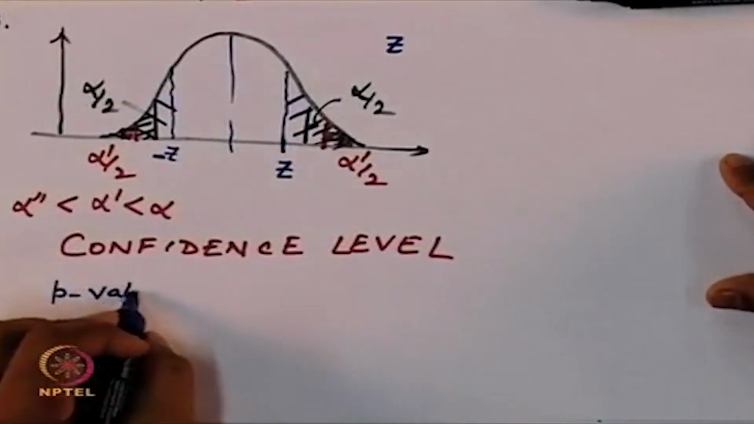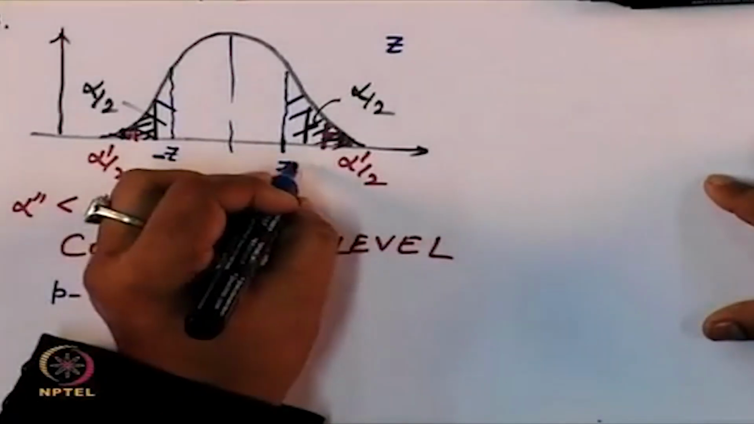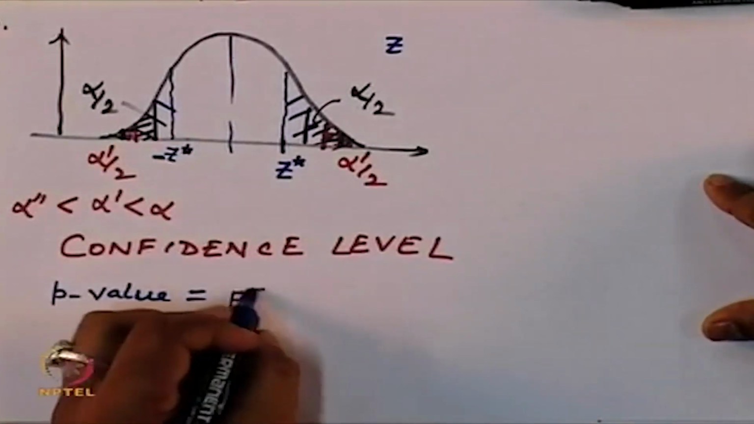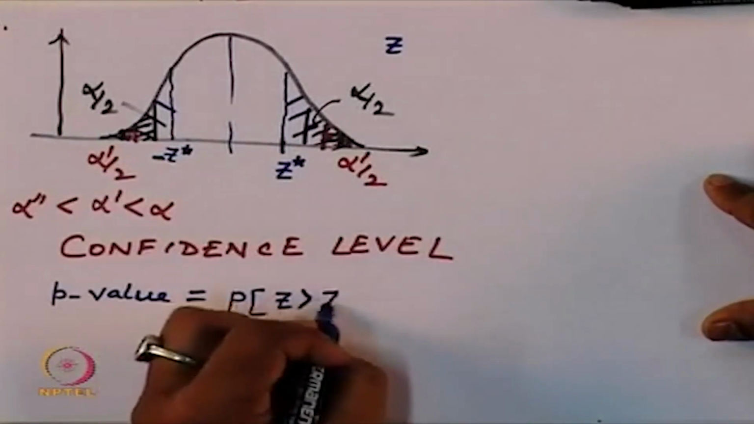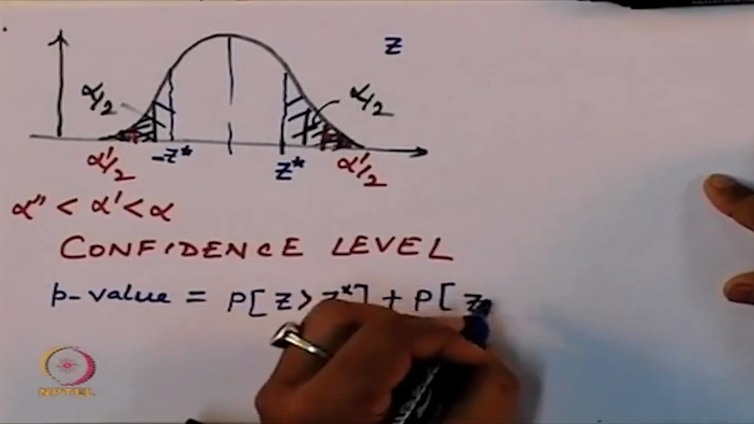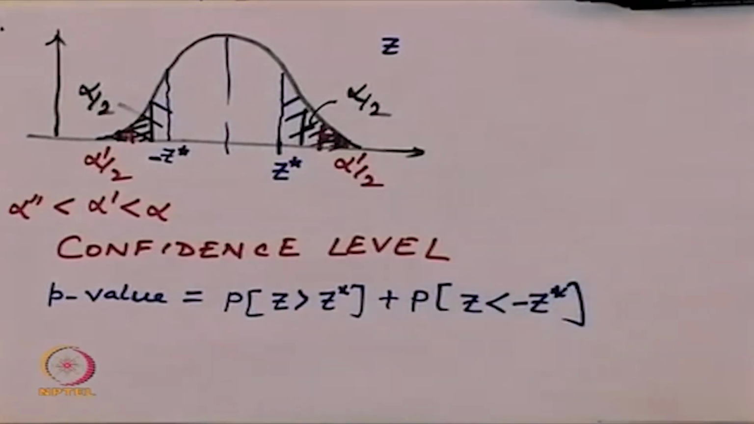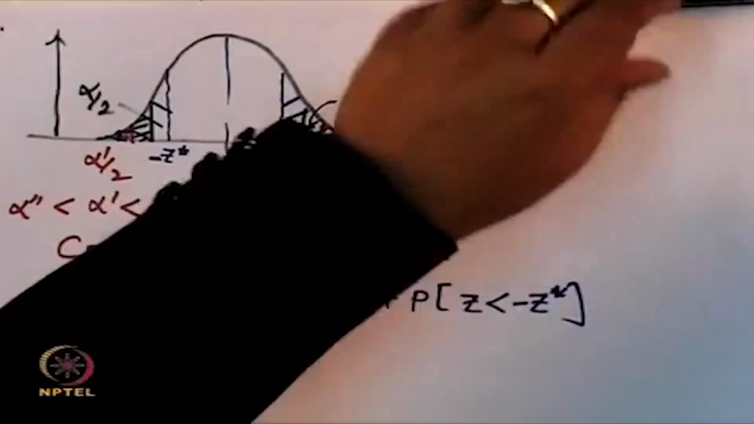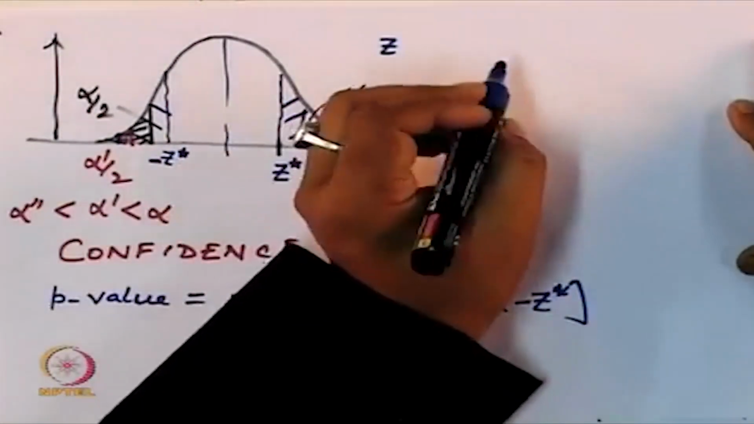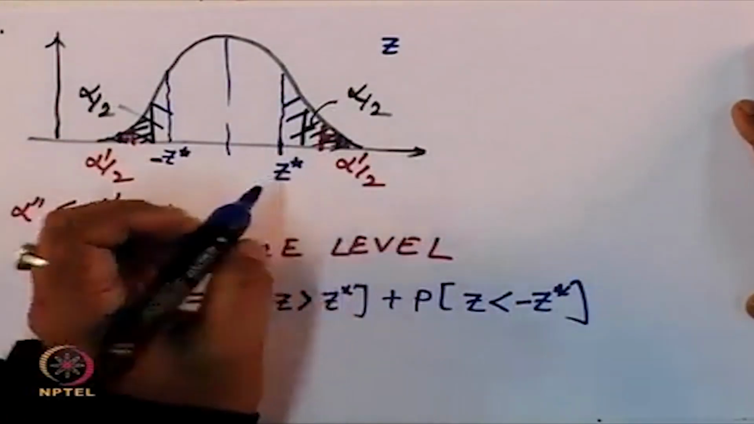In other words, if I label this point as z star, then the p value is the probability that z is greater than z star, or the probability that z is less than minus z star. So, you can have various levels of confidence. For a two-tailed test, we call this value z alpha by 2.